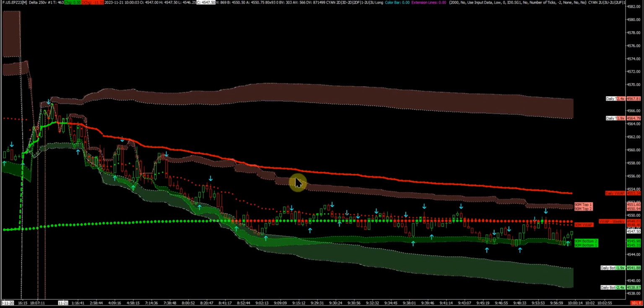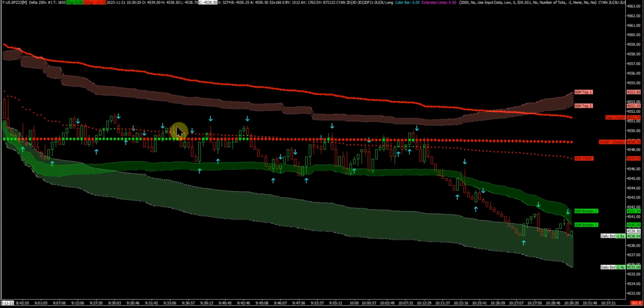Now, what happens is these 90-minute VWAP extensions are valuable in that they can show you a short to intermediate term trading range. Then when they start to broaden out, that's when you're going to start having your momentum moves.